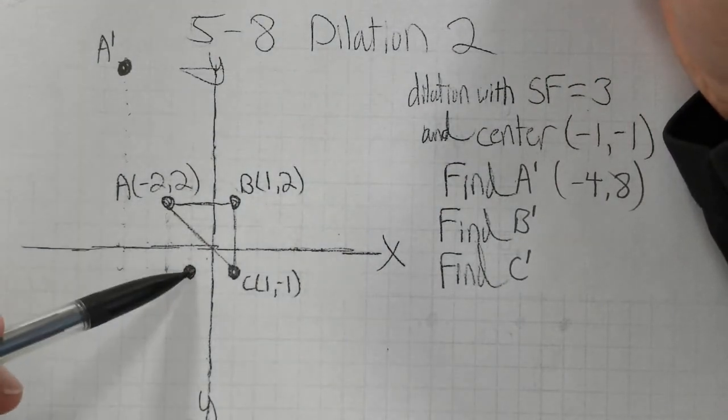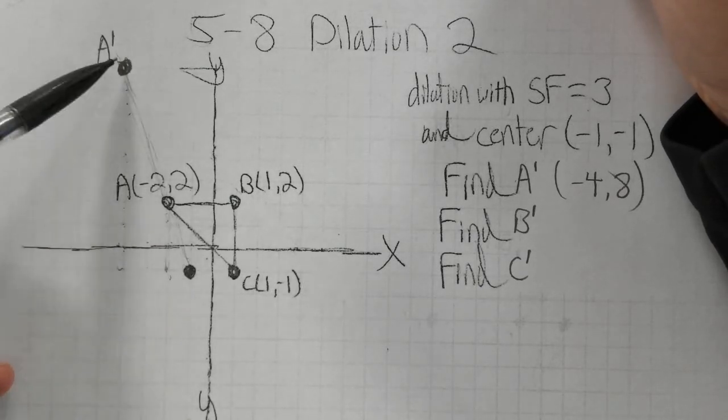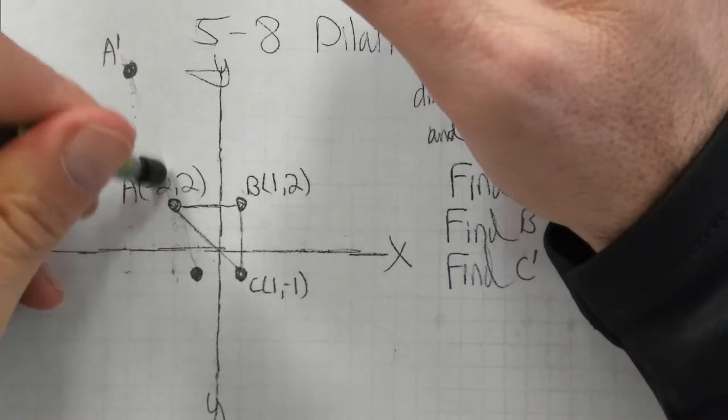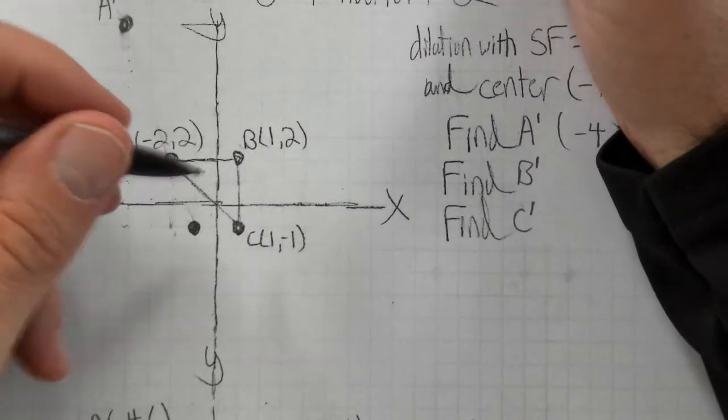Now once again, double check, make sure that everything is lined up like it's supposed to be. All 3 points should be collinear, and they are, so we're in good shape. Alright? Okay, what's the next one we need to look at? Let's look at point B.